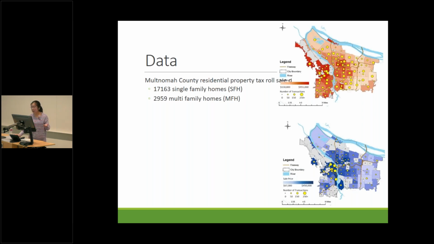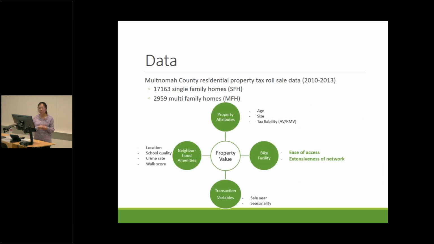So here is the property data we use. As we mentioned in our hedonic model, there are multiple factors that affect property value. The bike facility, like the ease of access and extensiveness of network, is our key independent variable. Given that, we also include three other categories of factors: property attributes, like the age, size, and tax information; neighborhood amenities, like location, distance to the CBD, the city center, school quality, crime rate, and walk score; and transaction variables, like which year it was sold, whether it was a recession year, and the season it was sold, whether in a rainy season or not.